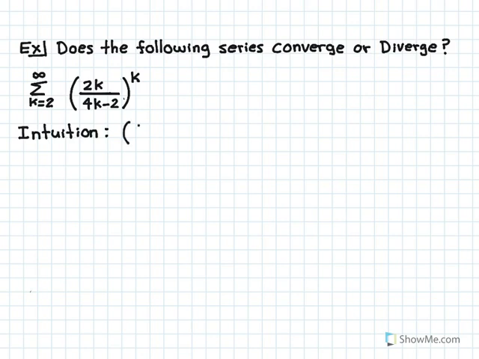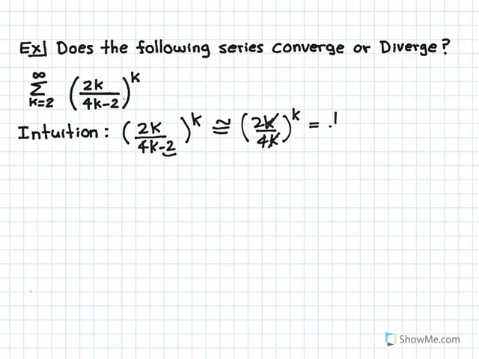Intuitively, we know that 2k divided by 4k minus 2, to the power of k, is going to be approximately 2k divided by 4k, because this minus 2 doesn't affect the magnitude of this ratio for large k. That is, we can just ignore the constant minus 2. And the k's cancel out, and we get 2 over 4, which is 1/2, to the power of k. This is for large k.